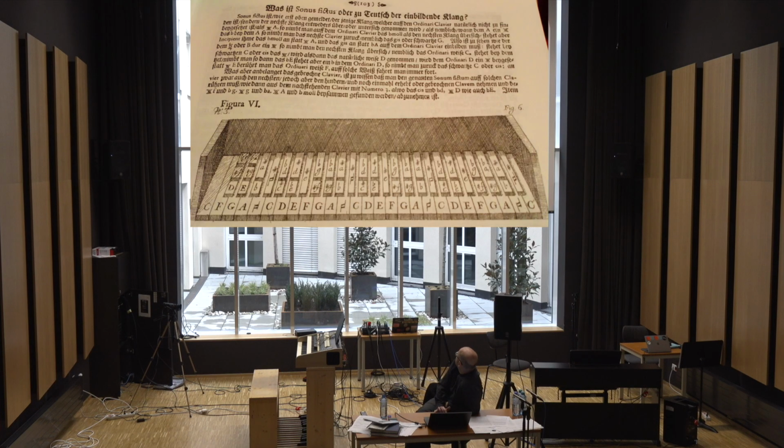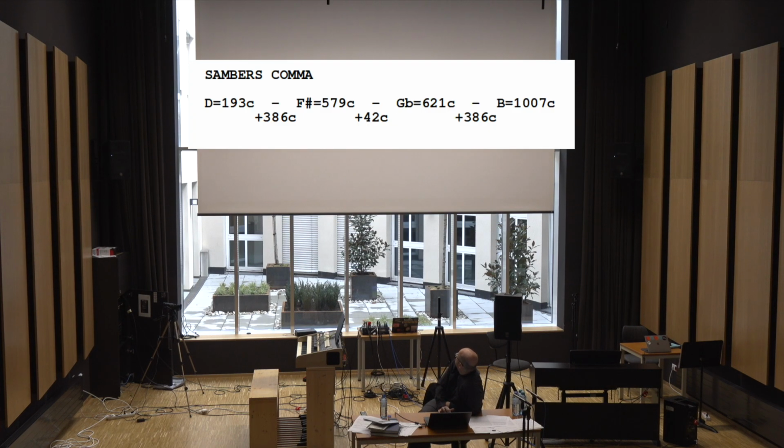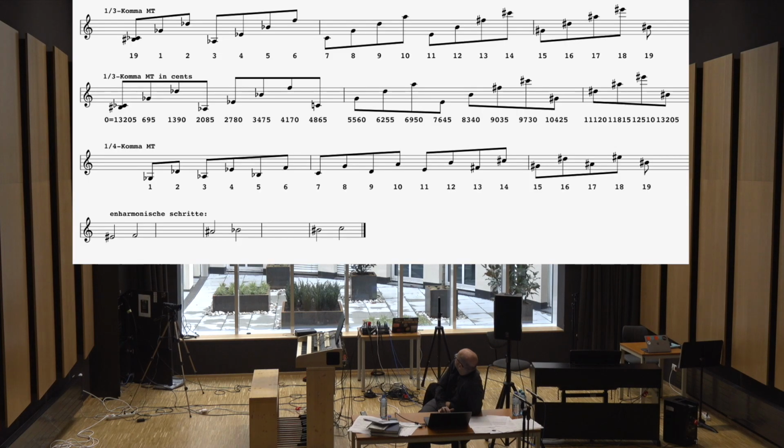But what is so interesting about this is that it implies something else. If you want to transpose in a mean tone tempered system, this means that you can't use a quarter comma mean tone, but you have to use a third comma mean tone temperament. Because, and I can show this to you very clearly, this is a fascinating fact. Okay, I'll show it to you later. Where is it? Here.